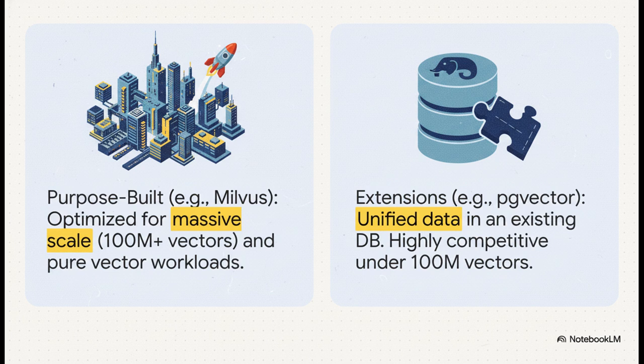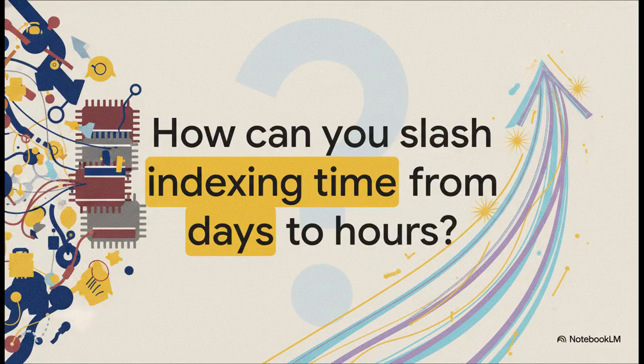A few years ago, this wasn't even a contest. But today, these extensions are incredibly competitive for workloads under 100 million vectors, offering a really compelling low-cost, low-complexity alternative. But as your data scales up into the billions of vectors, a huge new problem emerges. Traditional CPU-based indexing becomes this crippling bottleneck. It could potentially take your system offline for days.